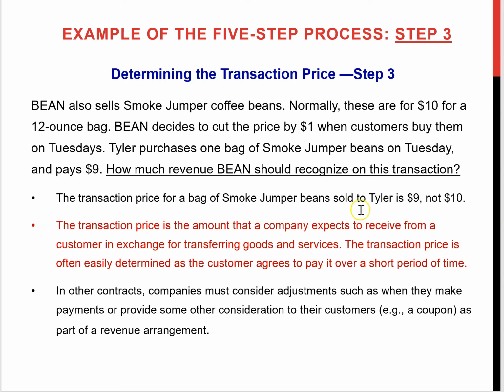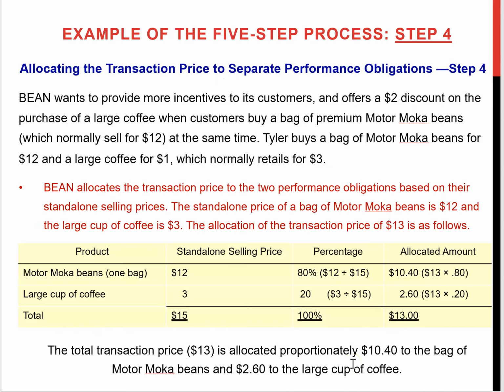So here the transaction price will be $9 because both parties agree on selling the large bean for $9 on Tuesdays. Well, there might sometimes be other options, right, like coupons or other discounts. We'll see those scenarios and examples later. Now let's see step 4.